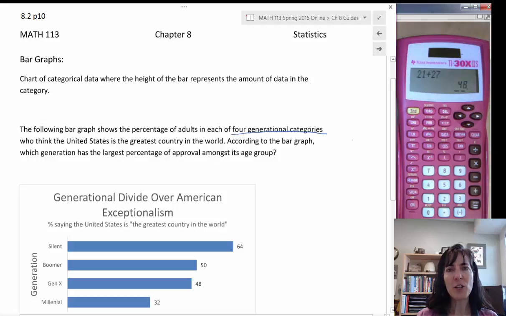Generation, it's like Gen X, that kind of generation. We're really talking like that. 4 generational, so age group categories. Who think the United States is the greatest country in the world? According to the bar graph, which generation has the largest percentage of approval amongst its age group?